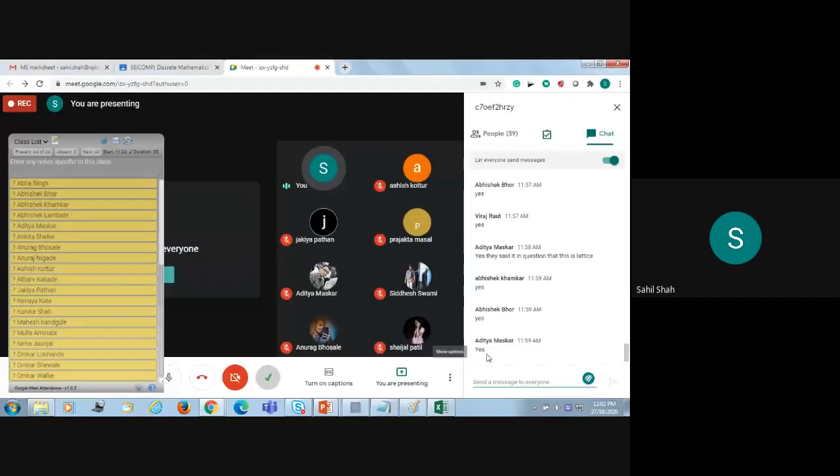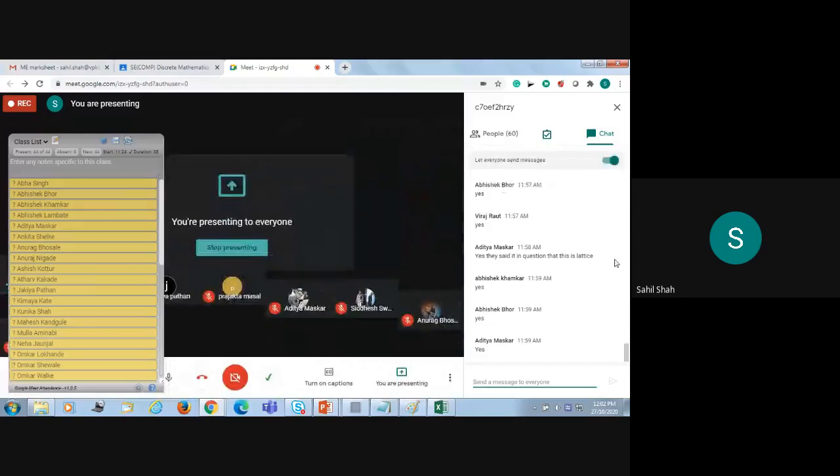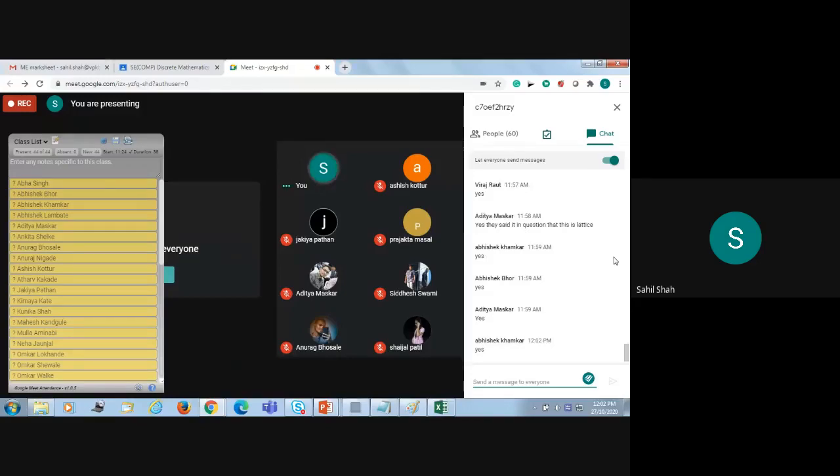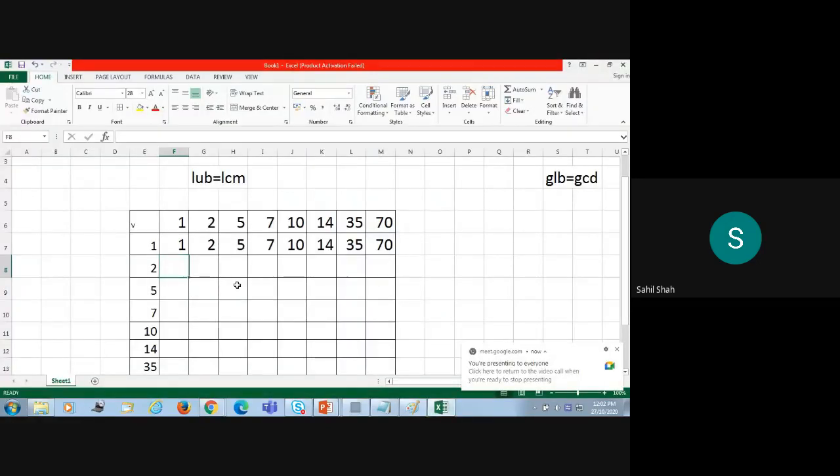Whether this is clear? Whether whatever I am discussing is making a sense or it is difficult? Making a sense. Okay. So can you tell me the contents of row number 2 now? What will be coming here? 2, 1. Should we have 2 or 1? 2, 1. Least common multiple.